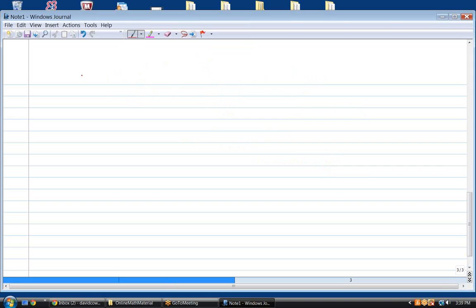So condensing expressions is what I have to do. One of them says, let's get the easy one: 2 log base 5 of x plus log base 5 of 3.